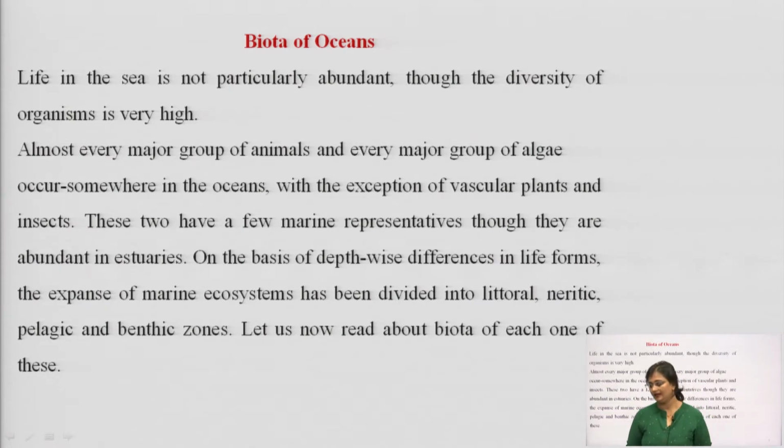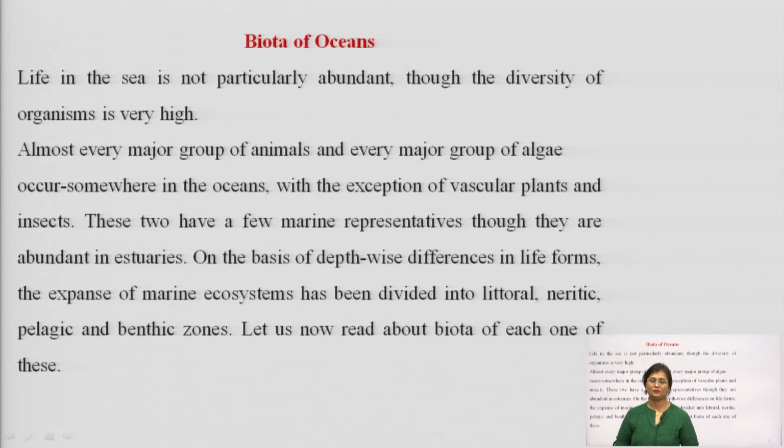Next we will look into the biota or the living organisms which are found in the oceans. Life in the ocean is not very abundant. Though the diversity of organisms here is very high, almost every major group of animal and every major group of algae occur somewhere in the oceans, with the exception of vascular plants and insects. These two have a few marine representatives, though they are abundant in estuaries.